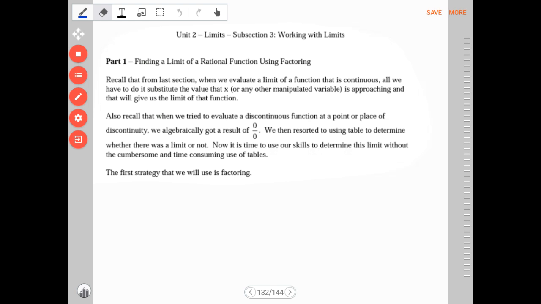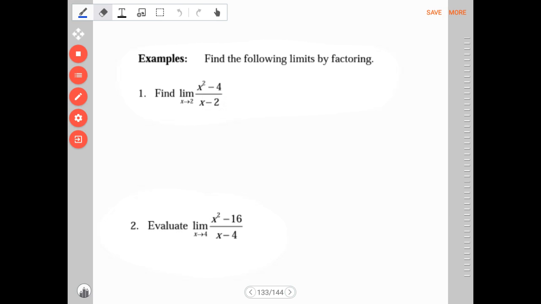Now it's time to use some of our skills from last unit and from our previous math courses to determine this limit without the time-consuming use of tables. So the first strategy we're going to use is factoring. Number 1, find the following limits by factoring. The idea is we're going to factor the top and bottom, and hopefully we can get the 0 over 0 part to factor out.